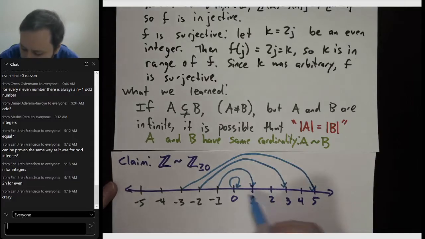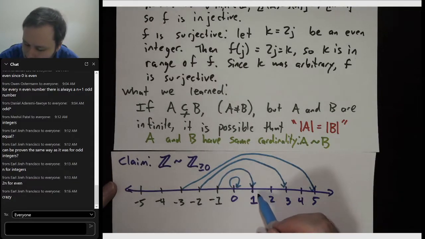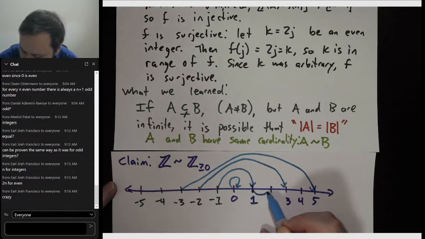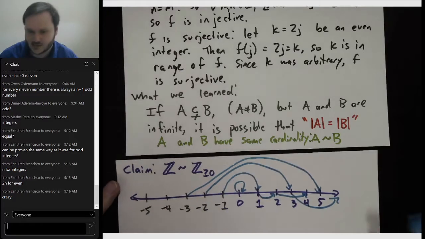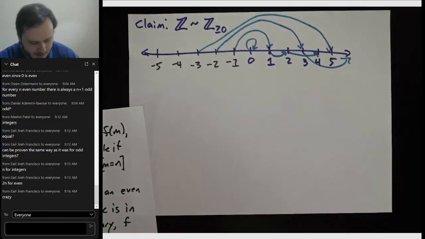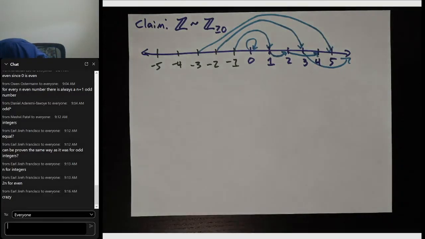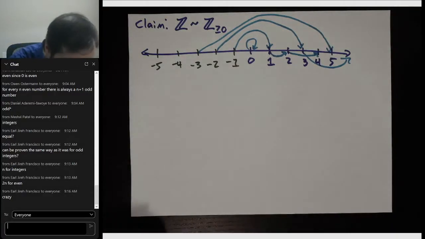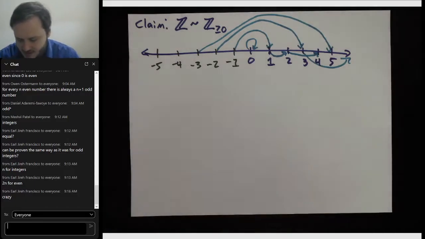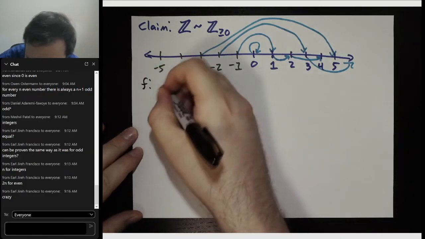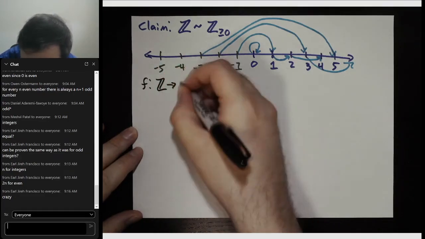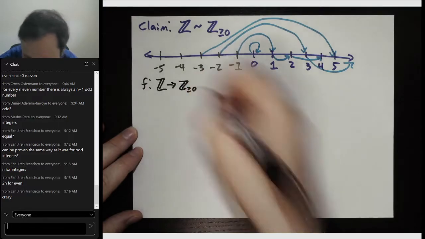And then my positive numbers are going to map to my even numbers. So 1's going to map to 2. 2's going to map to 4. 3's going to map to 6. And so on. And this is my plan. So that is all to justify the following function, f, which goes from all integers just to the positive ones, or the non-negative ones.